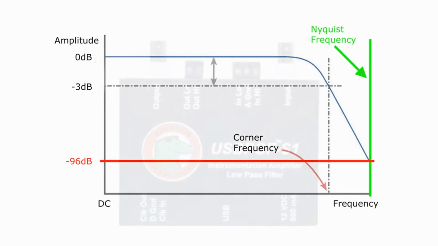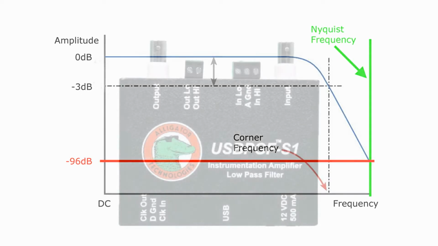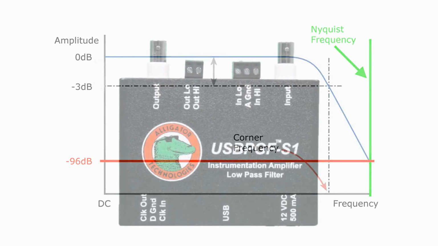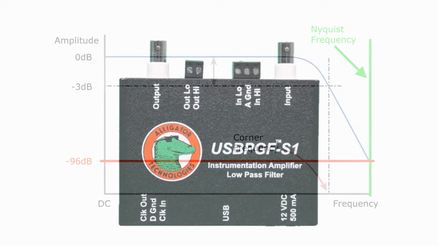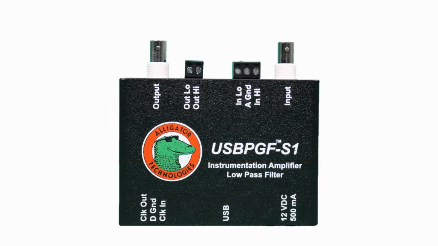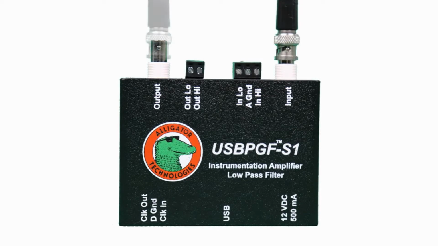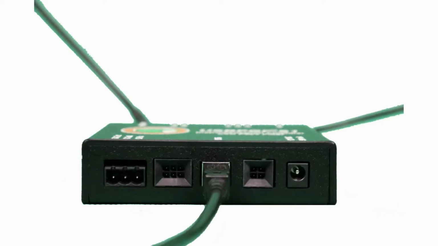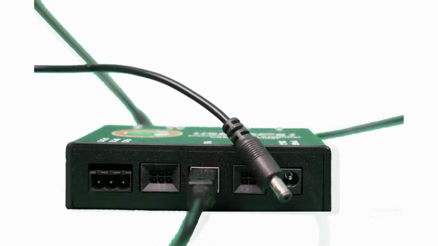Now let's move beyond theory and actually connect and configure a low-pass filter to a digital sampling system and measure some real signals. In this demonstration, we will be using a function generator to simulate the electrical signal from a sensor transducer. When testing the integrity of a sampling system, a function generator is a very useful tool for creating a known quantifiable signal. It's really quite simple to connect the USB PGF-S1 into the sampling system. Connect the sensor to the input and connect the ADC to the output. Plug in the USB for the host computer control and then apply power.